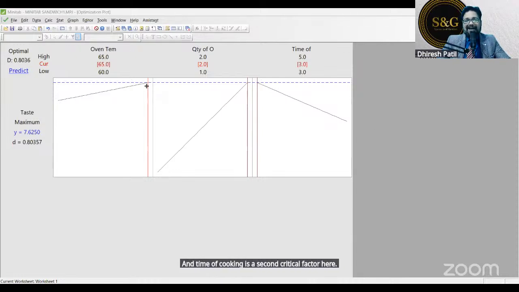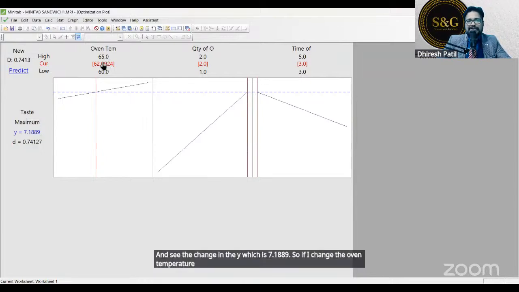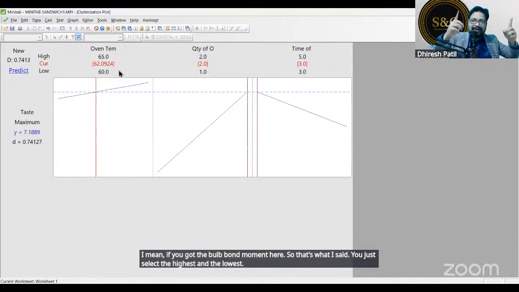Now we can play around with this. This is fixed at 65. I can move it to, let's say, 62. Everybody, can you just move that cursor and put it to 62? And see the change in Y, which is 7.1889. So if I change the oven temperature from 65 to 62, I get a reduction in taste. If you got the bulb moment here, that's what I said: you just select the highest and the lowest and you get a huge impact.